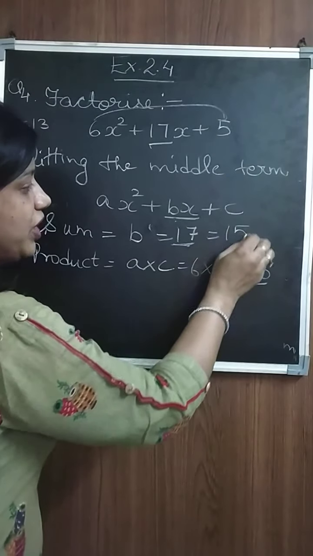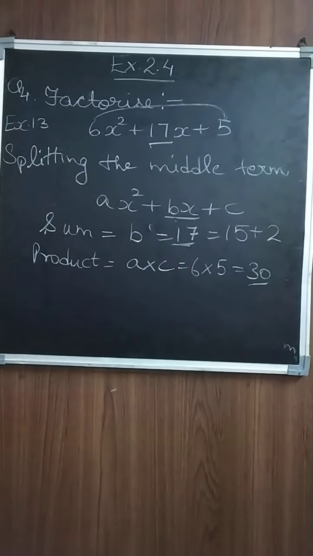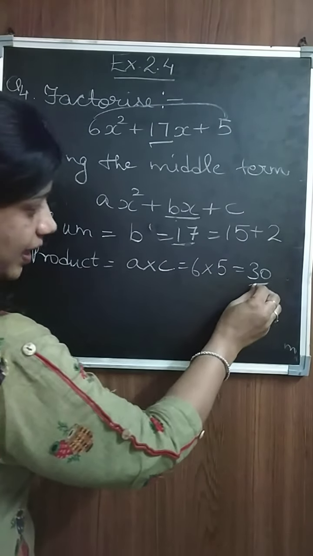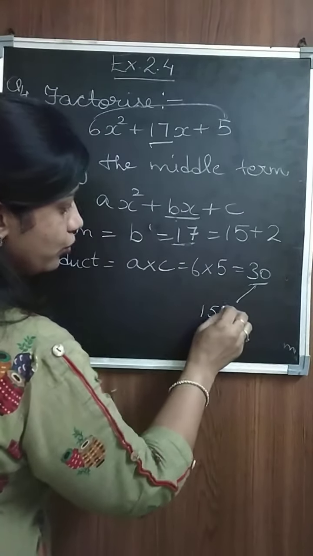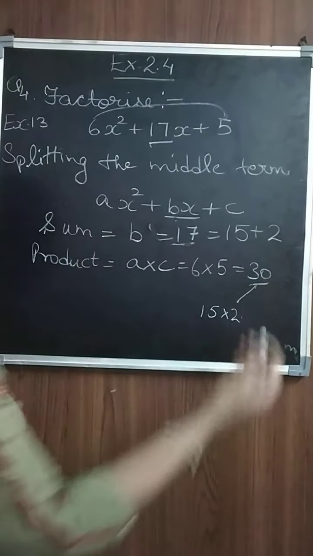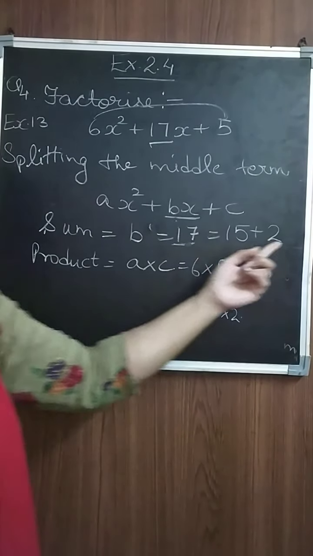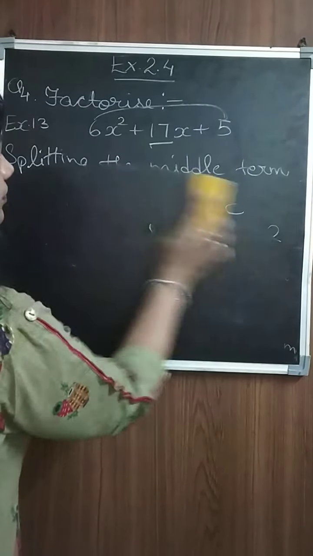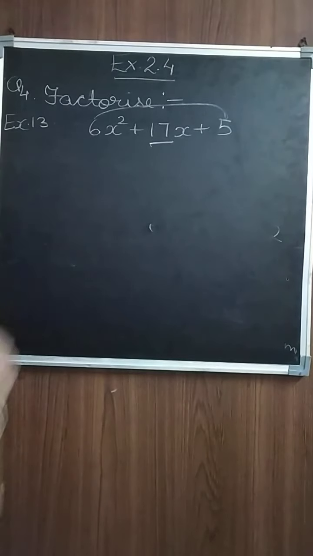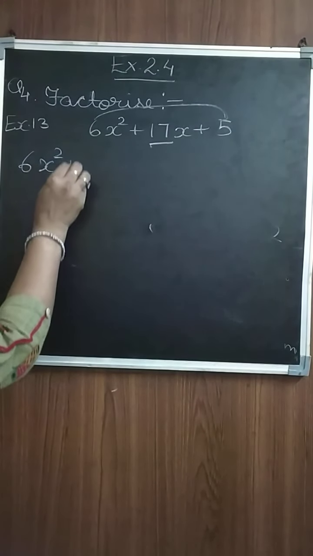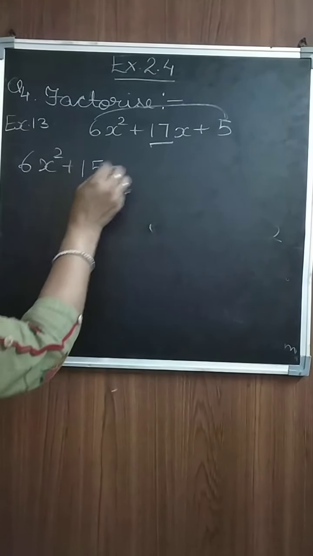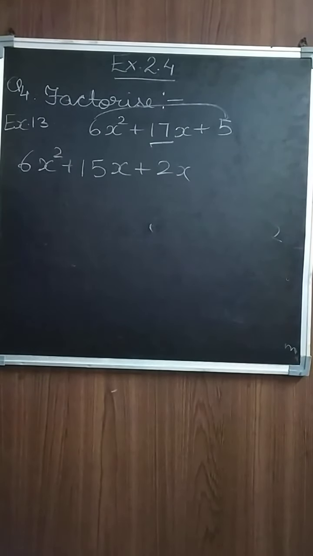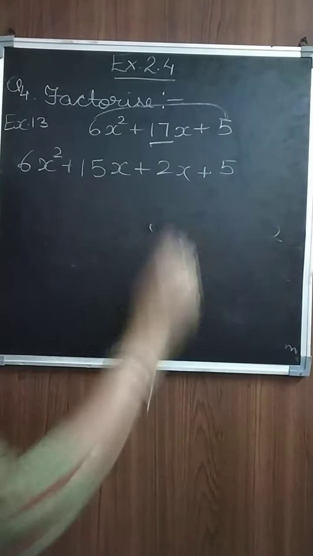So I think 15 plus 2. What do you think? 15 plus 2 is 17, and in the same way 15 into 2 is 30. So we can take the factors 15 and 2. Let's solve it by this. Let's write 6x square same, and instead of 17x, I write 15x plus 2x, plus 5.